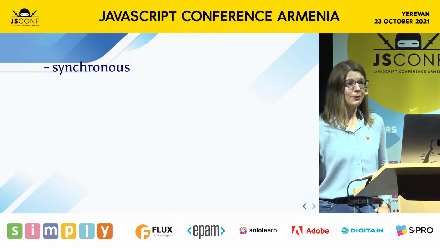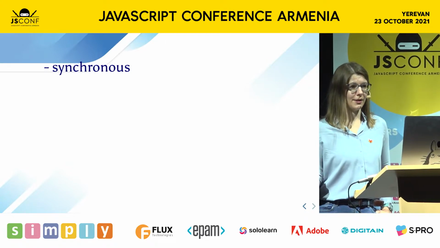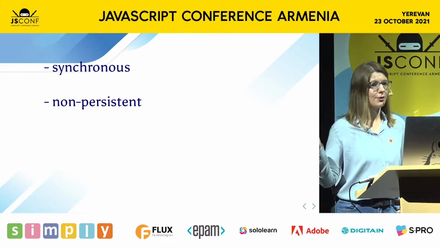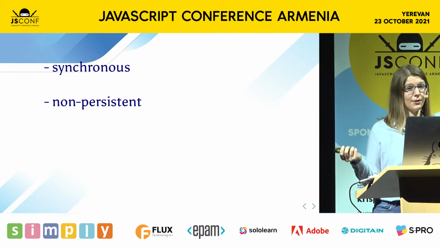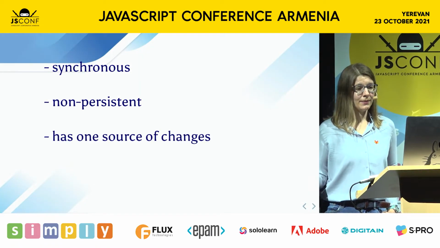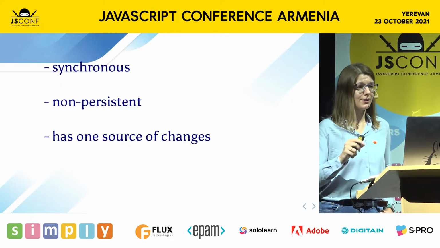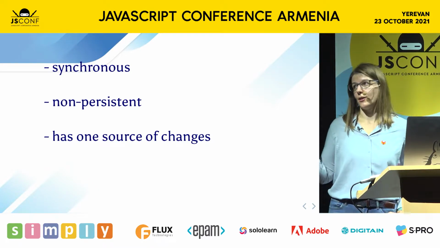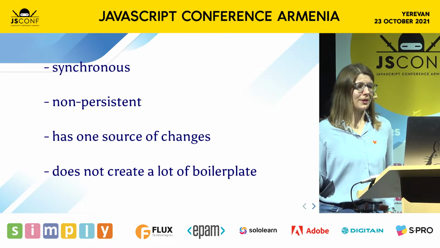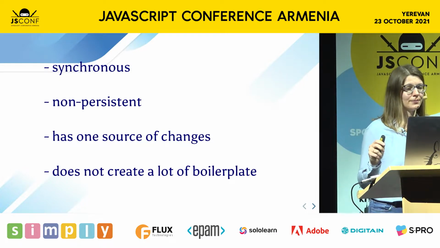So, what are we dealing with here? We have data that we change synchronously. This data is non-persistent. We only store the counter on the front-end side, on the client. When you refresh a page, we don't have this data. It has a single source of changes. We have a store, we update a count in the store. It has only one source. And it still does not create a lot of boilerplate. Debatable with actions, but still manageable.